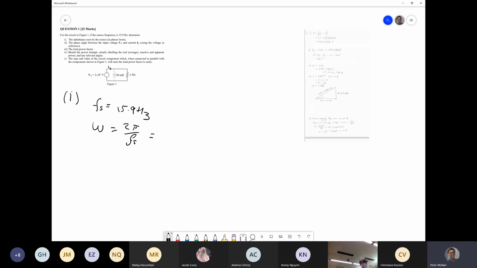Calculator. Isn't it just 2 pi? Oh, 2 pi, I beg your pardon. Thank you very much. So 2 pi times 15.9, we get 100 rad per second.